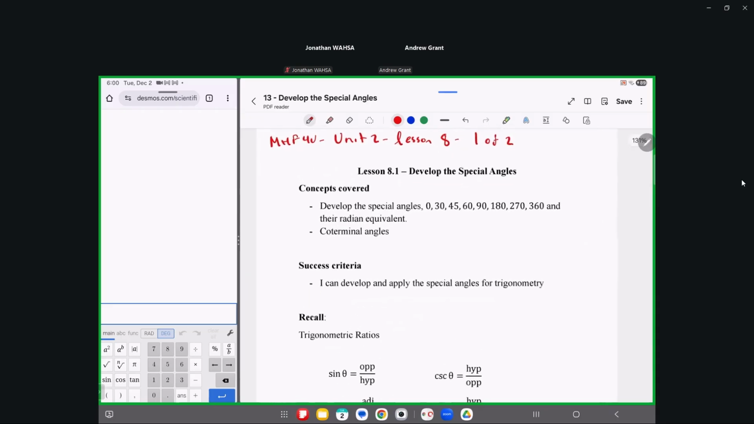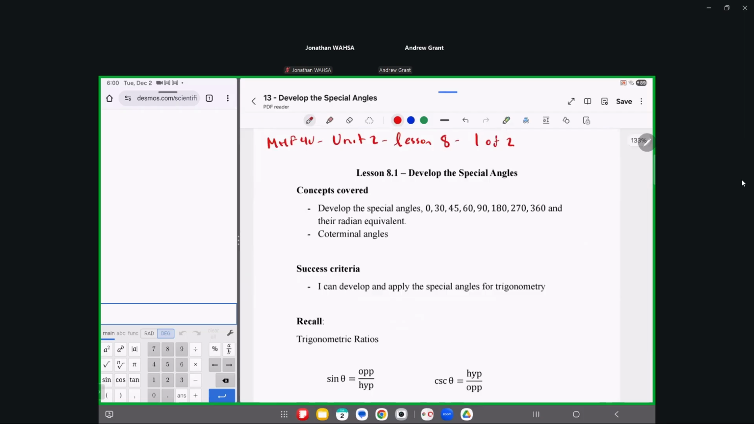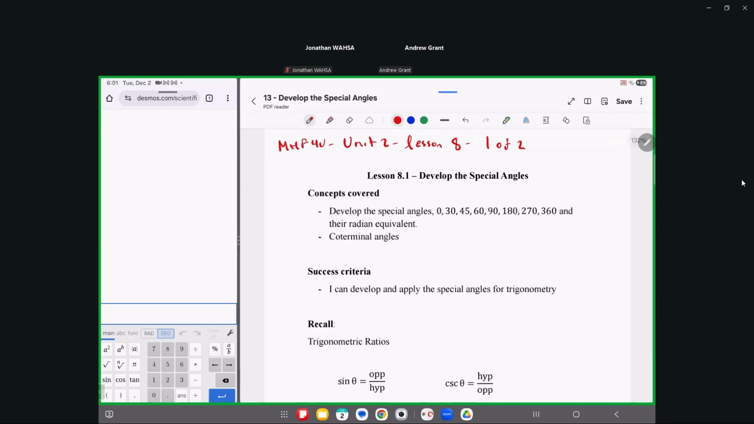So typically, from experience, students tend to forget about the special angles when they take this course. And so we're going to separate this into two parts, where in the first part, we're going to develop and apply some of the basic angles, and then some of the special angles in degrees and radians. And then we'll have a look at something called a coterminal angle.